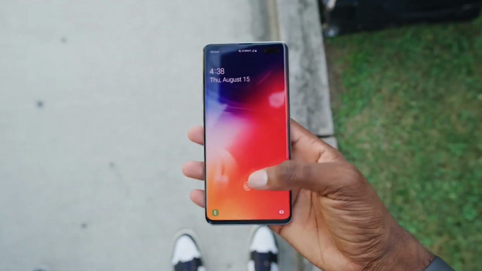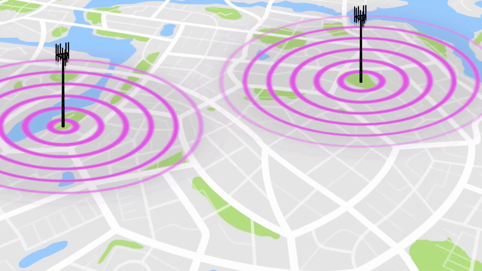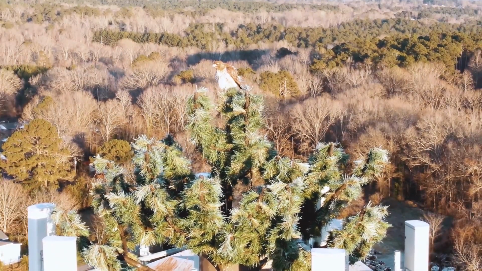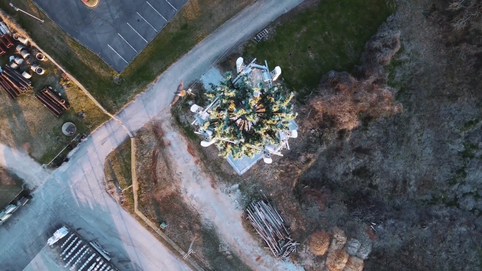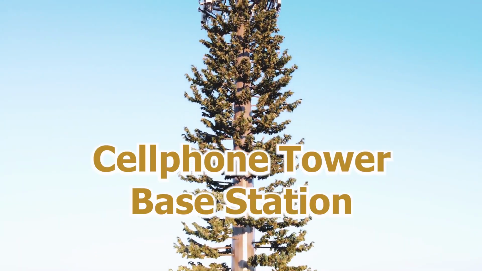In order for us to be able to communicate through the phone and receive signals between cities and over long distances, we need these multiple antennas to receive or send out signals. This is called a cell phone tower or a base station.